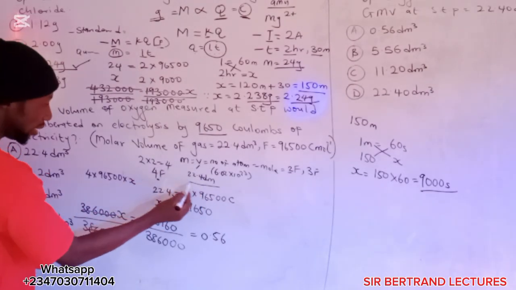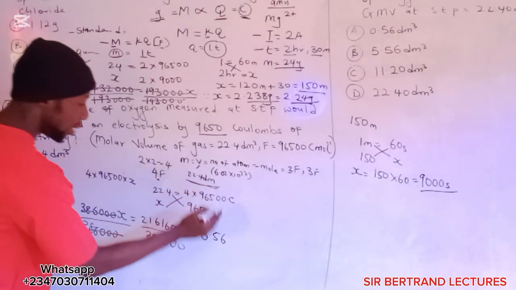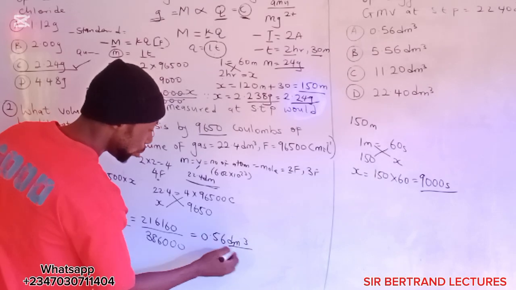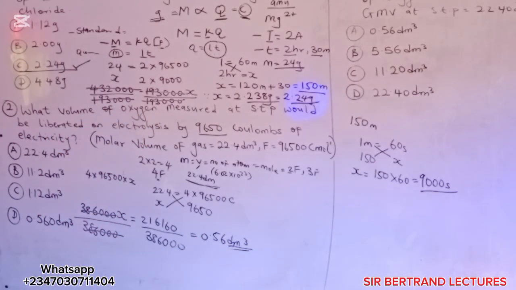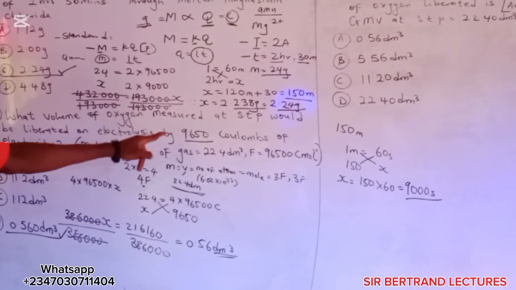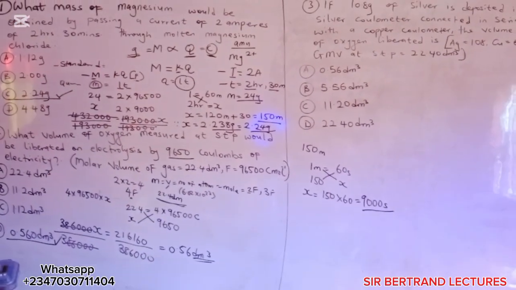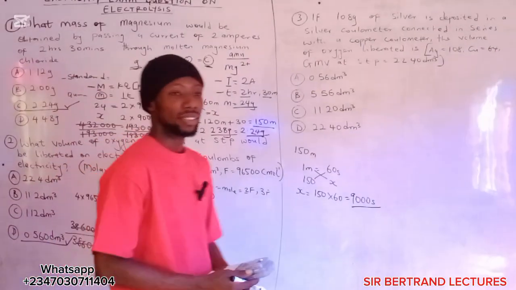Remember, this is in dm cube, 22.4 dm cube. This is the answer in dm cube. Okay, 0.56 dm cube, and the answer here is option D. This is the correct answer. That is to say, 0.560 dm cube will be liberated by 96500, obeying Faraday's law of electrolysis.